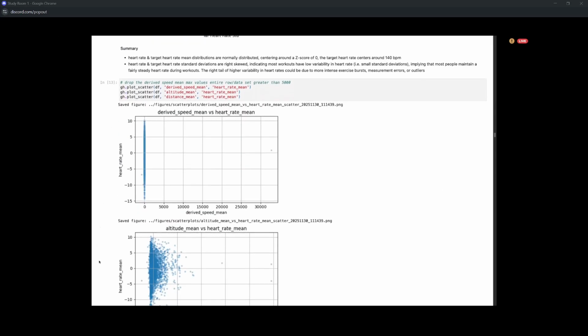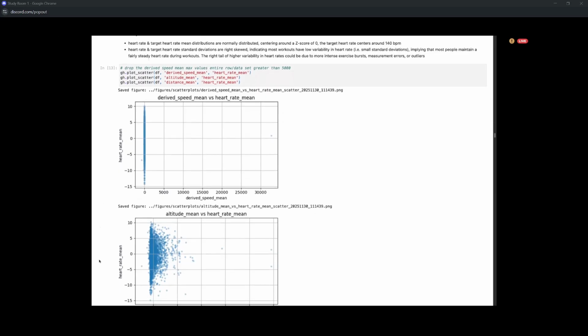The next set of plots that we made were scatter plots, trying to understand the relationship between different variable combinations. And the three combinations we looked at were heart rate mean versus derived speed mean. Between these two, we didn't see any obvious correlations between the two variables. Then we looked at heart rate mean versus altitude mean. Again, we didn't see any obvious correlations between these two variables either. And then heart rate mean and distance mean.